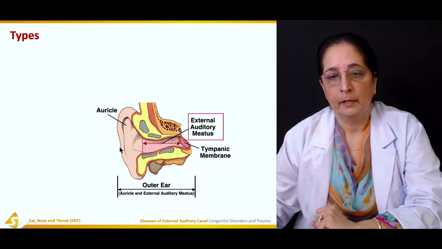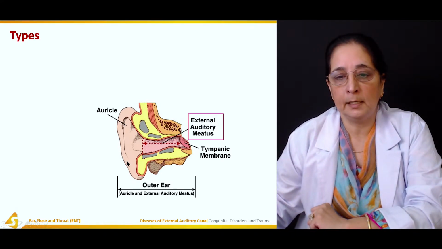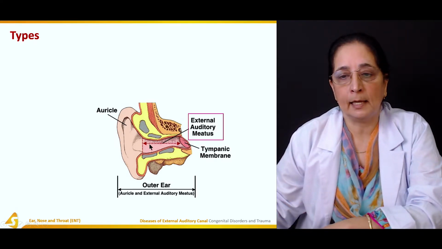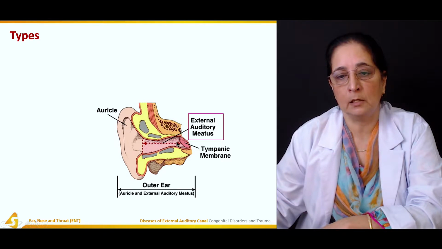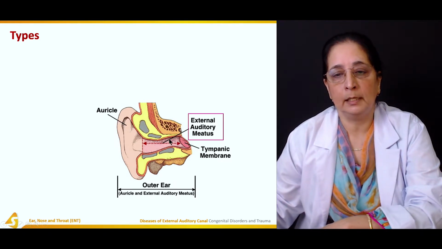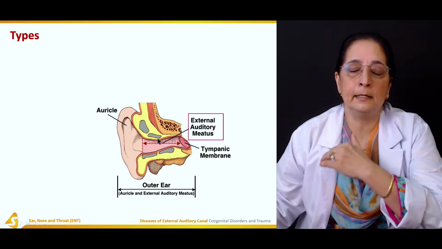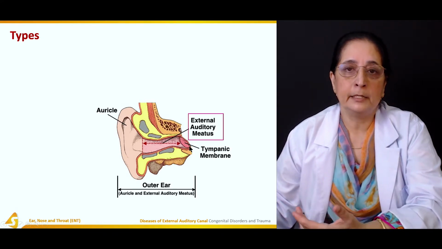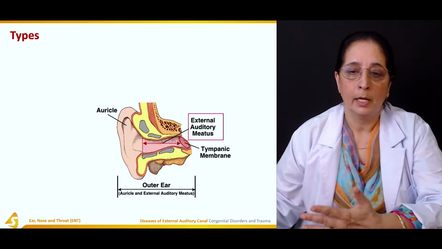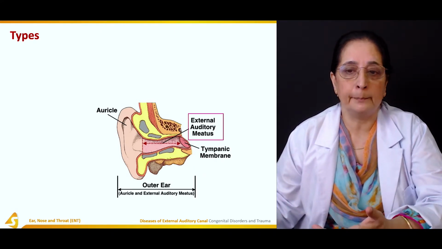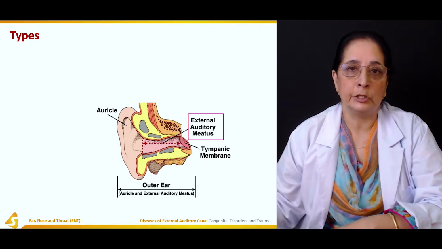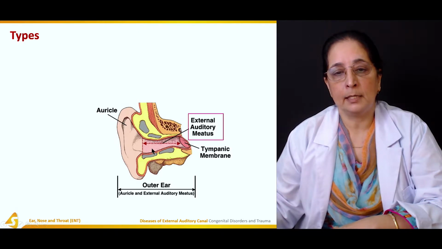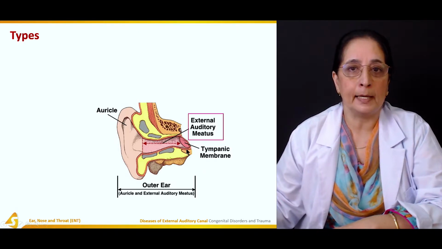From the outer ear, from the auricle, there is a canal known as the external auditory canal or meatus. And this external ear ends at the tympanic membrane or eardrum, which is also known as the myringo. So anything related to the eardrum, tympanic membrane, we can also mention as myringo. So this is the tympanic membrane. The external ear ends at the tympanic membrane.